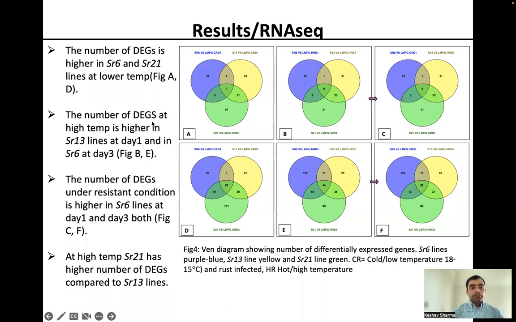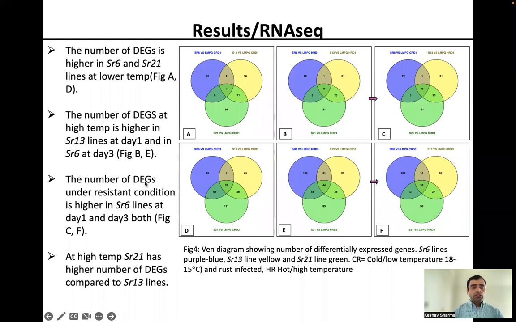The number of DEG at high temperature is higher in the SR13 line at day 1. So you can see here at day 1 high temperature, SR13 has a comparatively higher number of genes. And SR6 has a higher number of genes at high temperature at day 3.